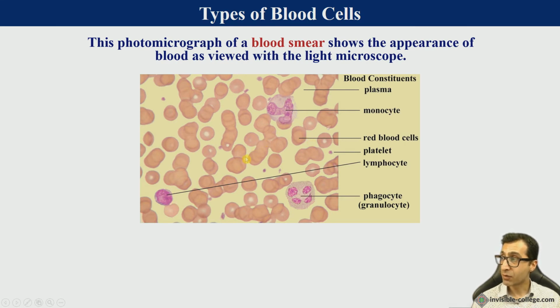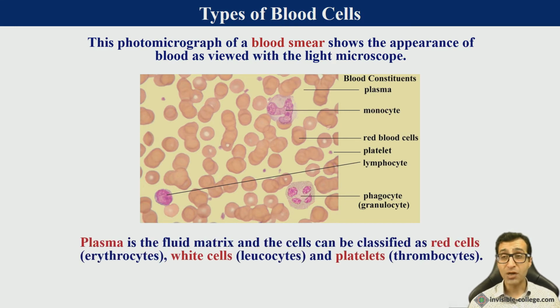You see here many of the red blood cells which have this biconcave disc shape, but you can also see these cell fragments called platelets, which are involved in the process of blood clotting as well. So we mentioned before that the plasma is the fluid matrix within which the blood cells and platelets are suspended.